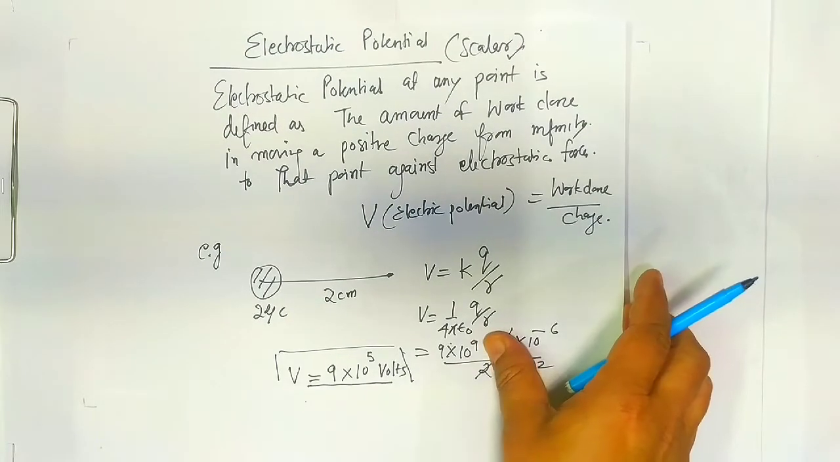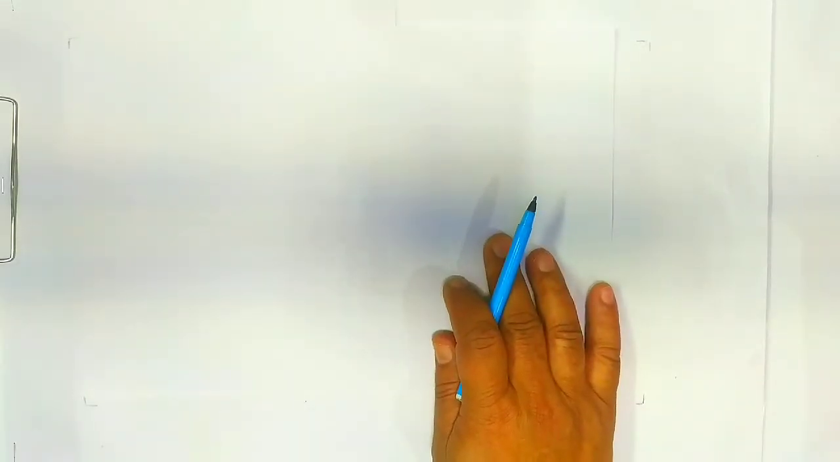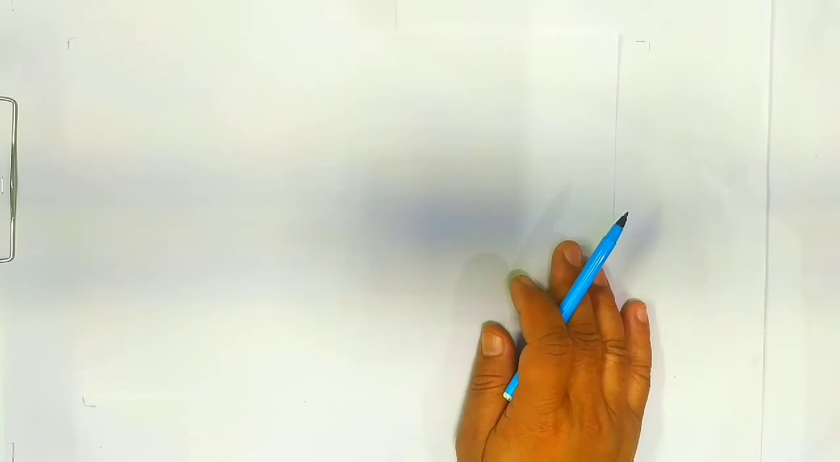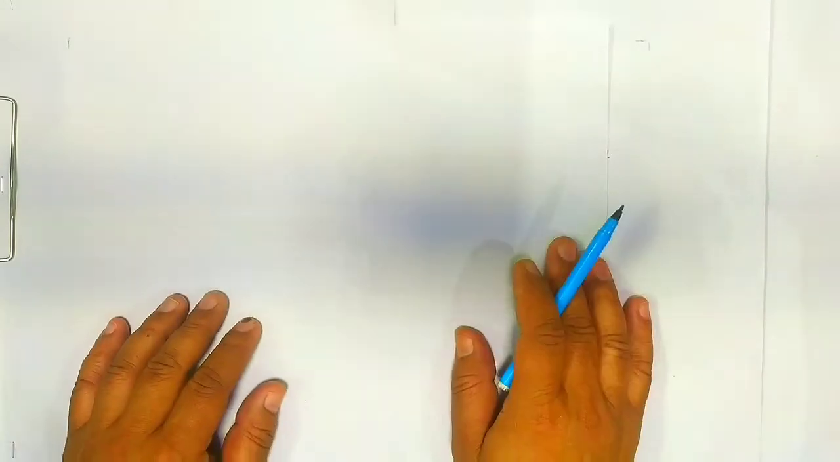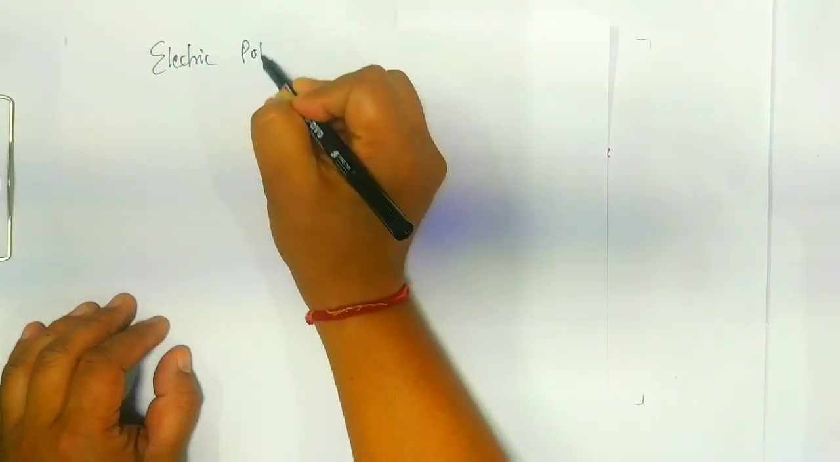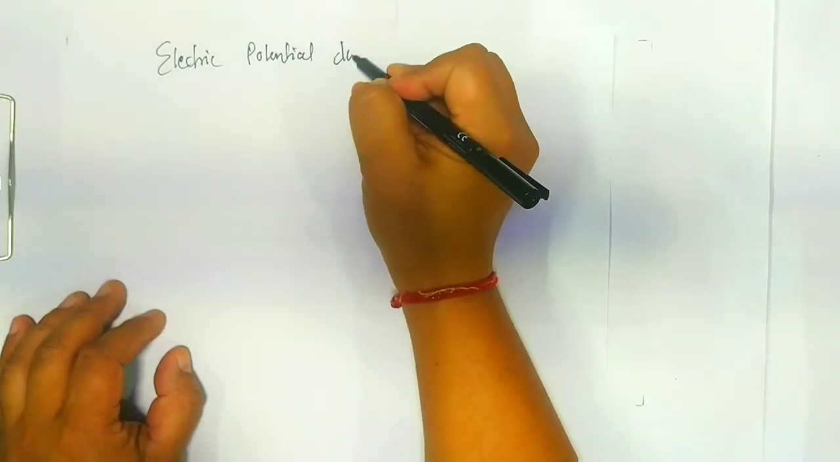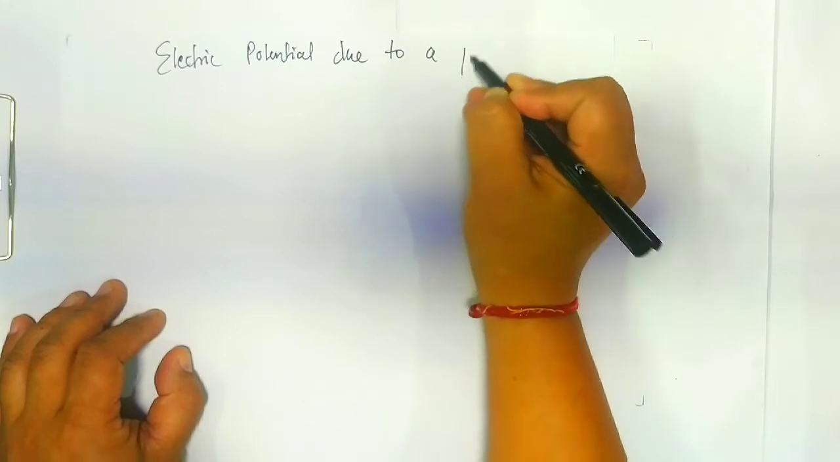Okay. So this is KQ by R. Now how it has come, I will explain how electrostatic potential has come. So we have first derivation related with electrostatic potential. We will discuss it. And that is electric potential due to a point charge. So we will talk about electric potential due to a point charge.